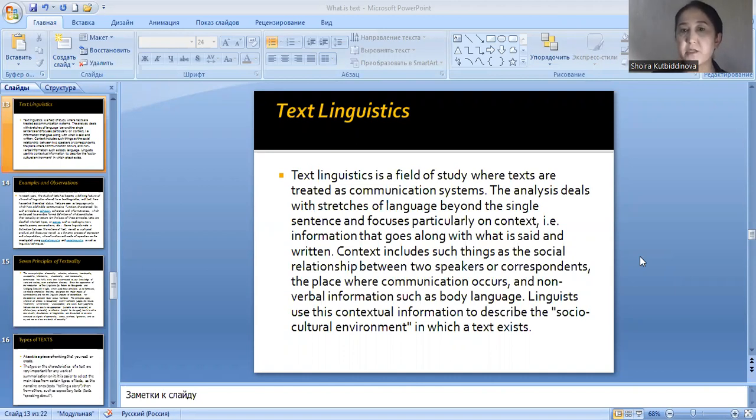Context includes such things as the social relationship between two speakers and correspondents, and the place where the communication occurs, and nonverbal information such as body language. Linguists use this contextual information to describe the social cultural environment in which a text exists.